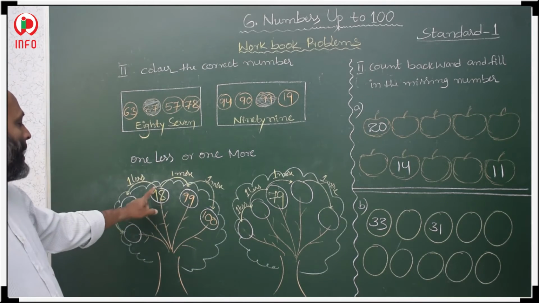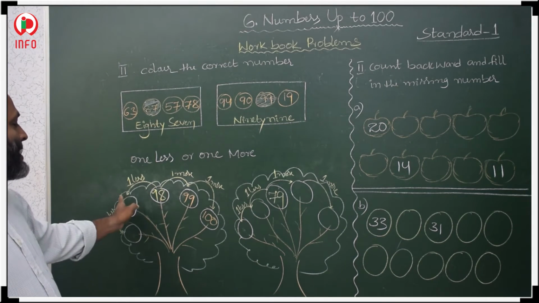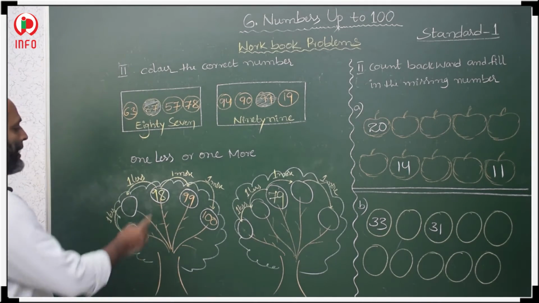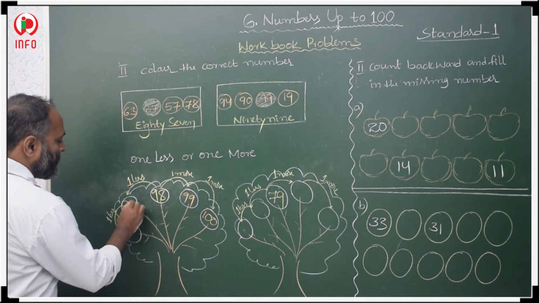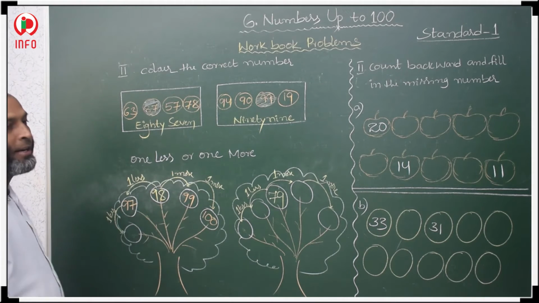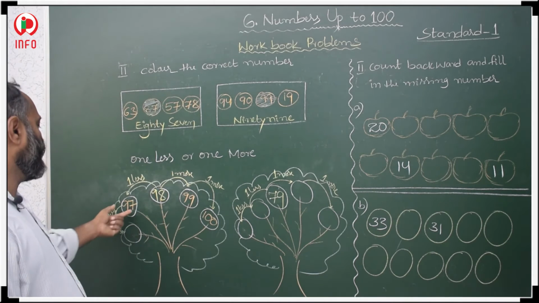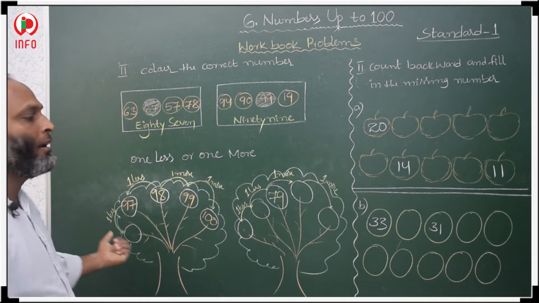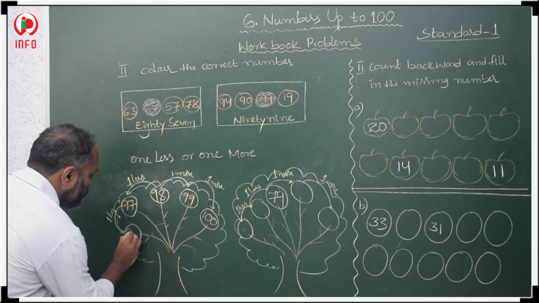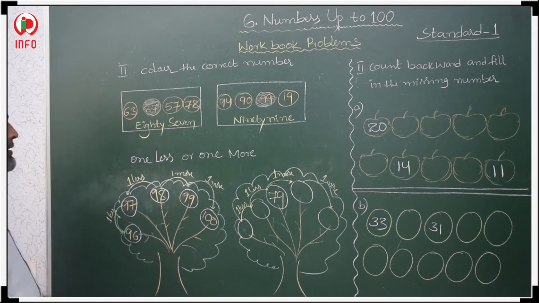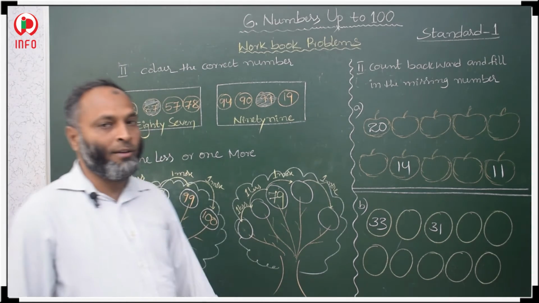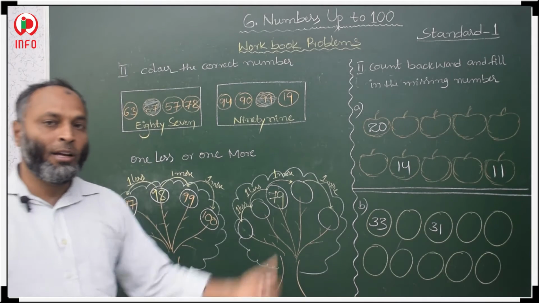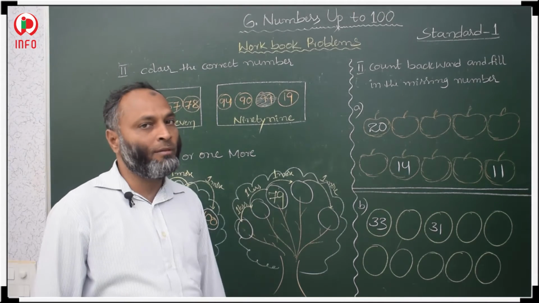Here 98 one less. One less means the before number we have to write. Before 98 the number is 97. And 97 one less, before 97 which number will come? 96. So like this we have to write after numbers and before numbers. One more means after number, one less means before number.